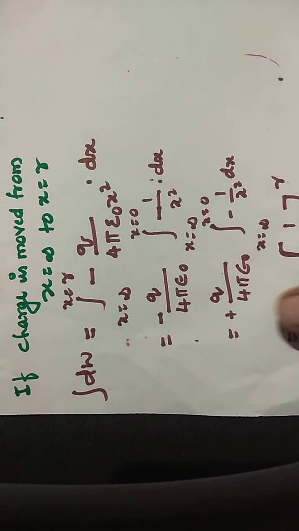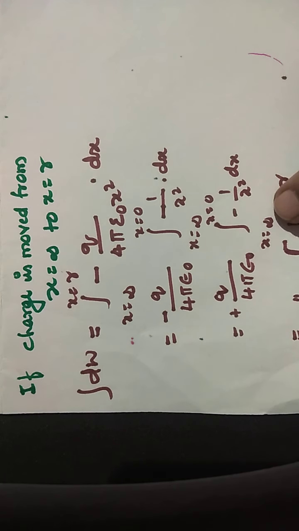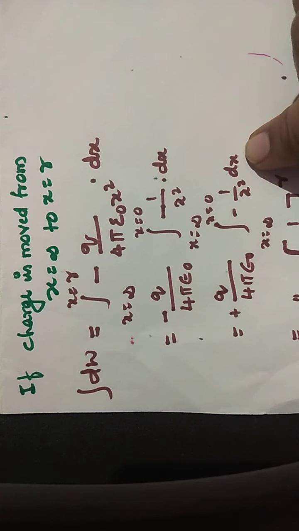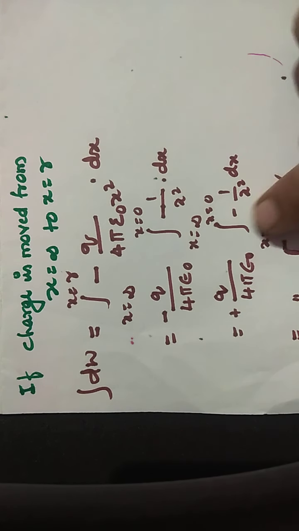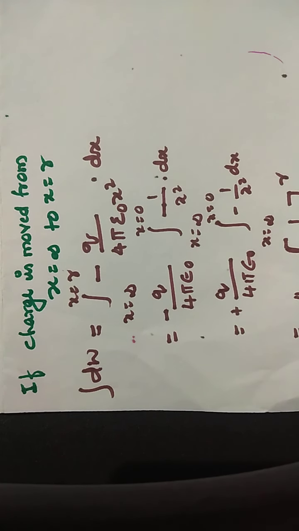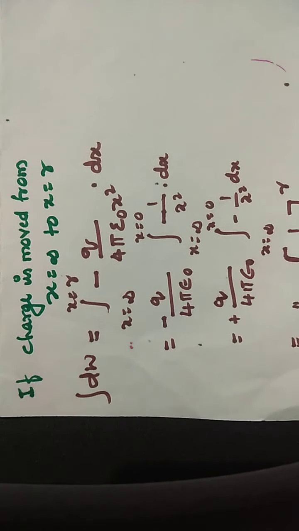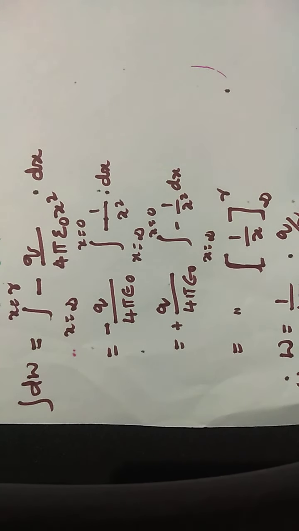So this is equal to Q by 4 pi epsilon naught, and between the limits x equal to infinity to x equal to r, we need to integrate minus 1 by x square dx. The integral of minus 1 by x square dx is 1 by x between the limits infinity and r. So if you put the limits, you are going to get W is equal to 1 by 4 pi epsilon naught Q divided by r.